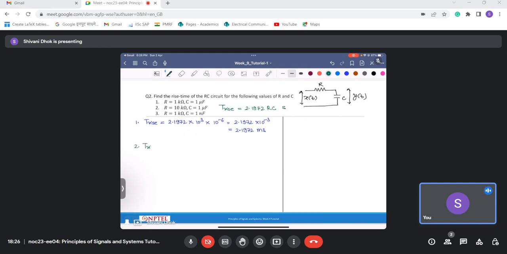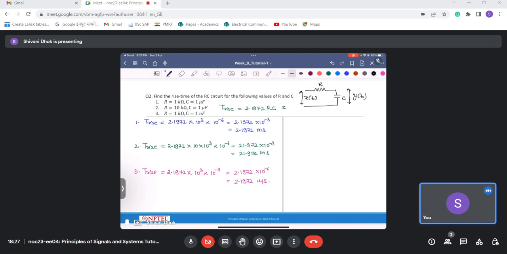Now let us look at the second example. T rise is equal to 2.1972 multiplied by 10 kilo ohm, that is 10 into 10 raised to 3 ohm, multiplied by 1 microfarad, that is 10 raised to minus 6 farad. Again this comes out to be 21.972 into 10 raised to minus 3, which is 21.972 milliseconds. Now let us look at the third part of this question. Here T rise is equal to 2.1972 into 1 kilo ohm, that is 10 raised to 3, multiplied by 1 nanofarad, that is 10 raised to minus 9 farad, which comes out to be 2.1972 into 10 raised to minus 6, which is equal to 2.1972 microseconds.